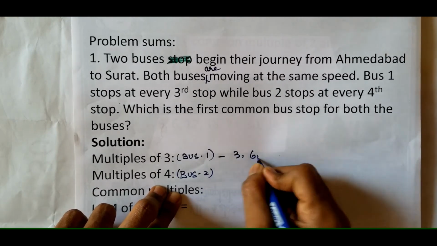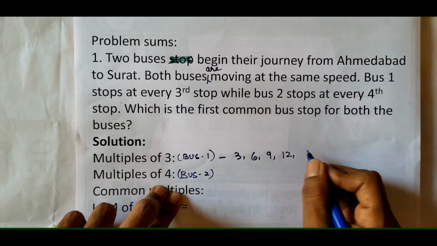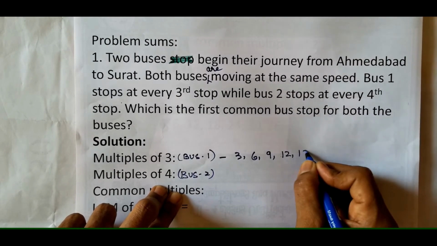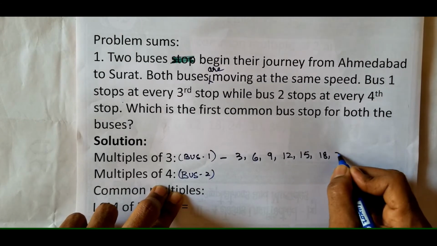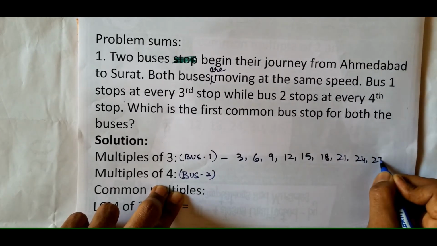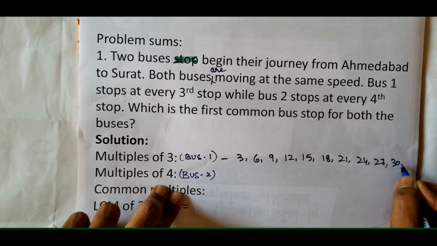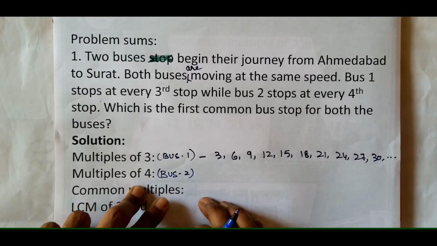3, 6, 9, 12, 15, 18, 21, 24, 27, 30 and so on. Okay, then multiples of 4.